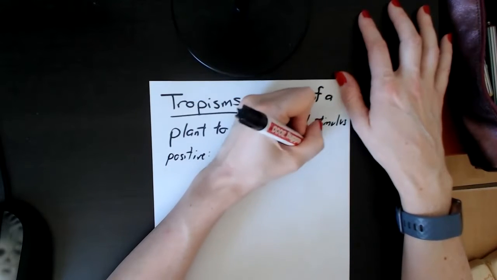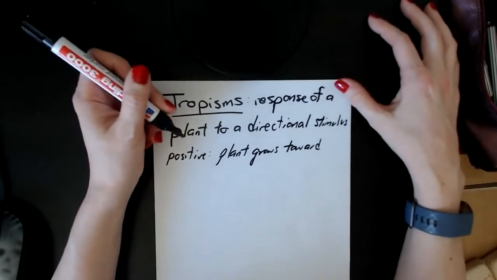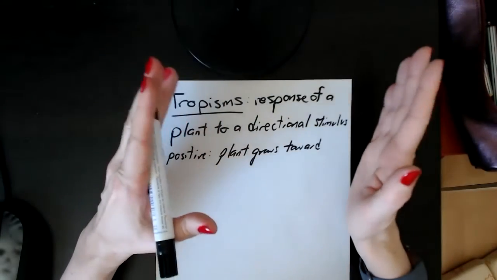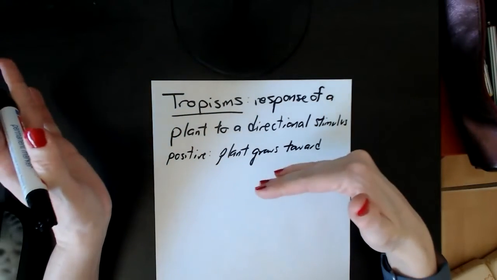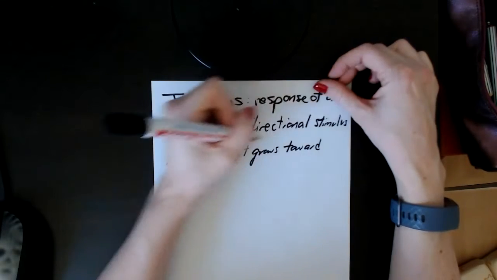So for example, if you put a plant next to a window and the window is the main source of light, then you will notice that the stems will gradually turn towards that window. And so that's a positive tropism.